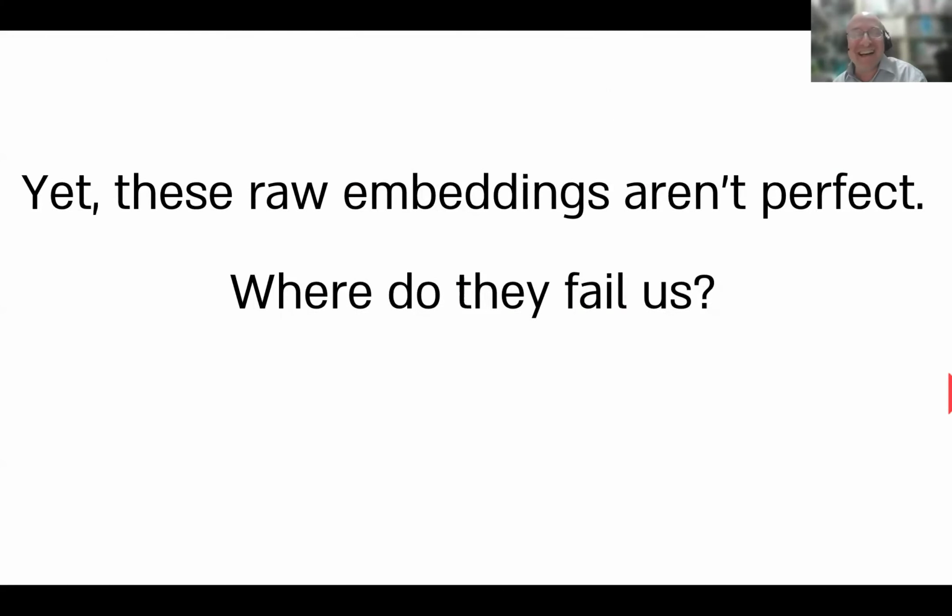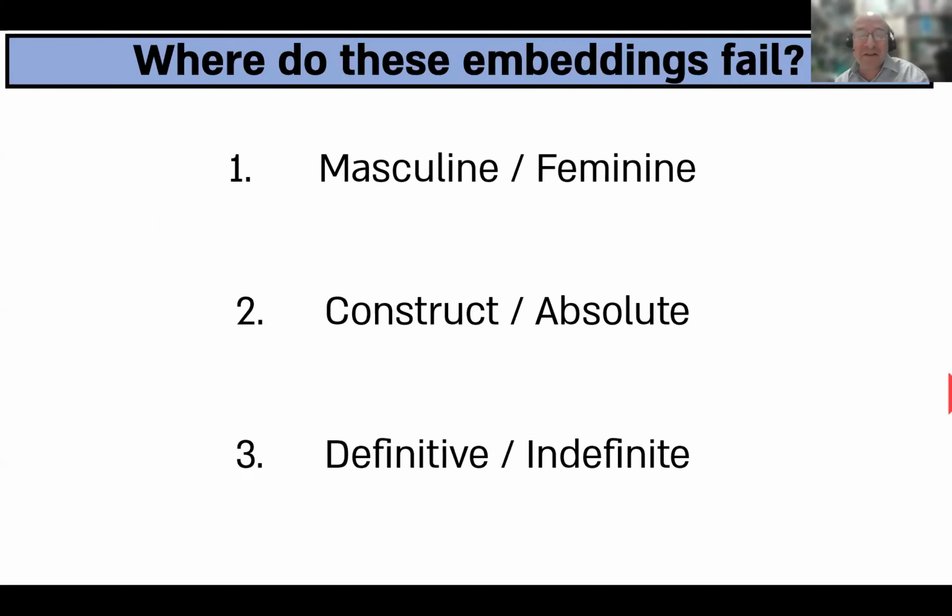So finally, the embeddings, although, as I've shown, they can do miraculous things, there are places where they fail us, where the embedding space doesn't naturally split up according to the way we would have thought as humans. And it's important to know about these. And there are 3 of them: masculine, feminine; construct, absolute; and definite, indefinite.